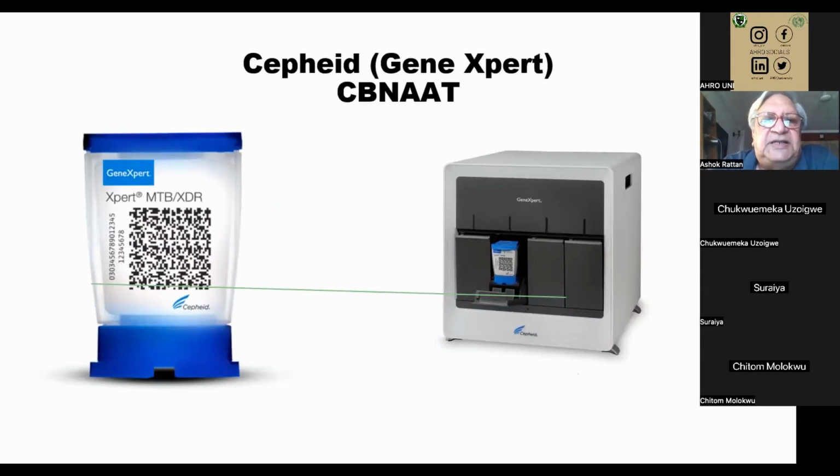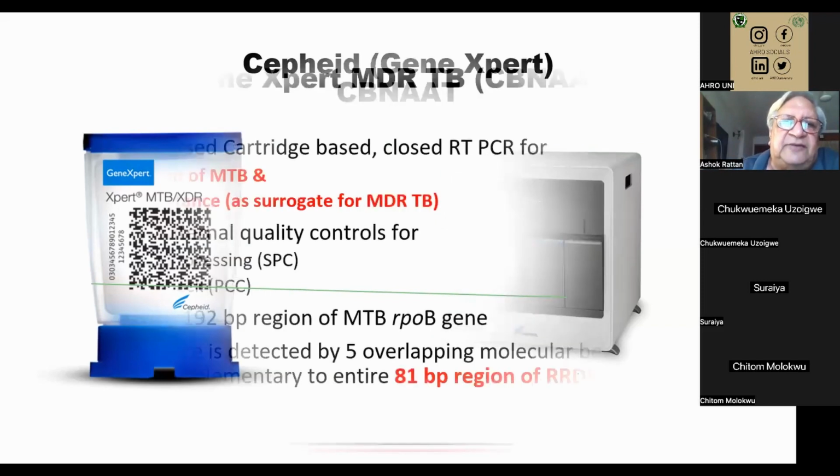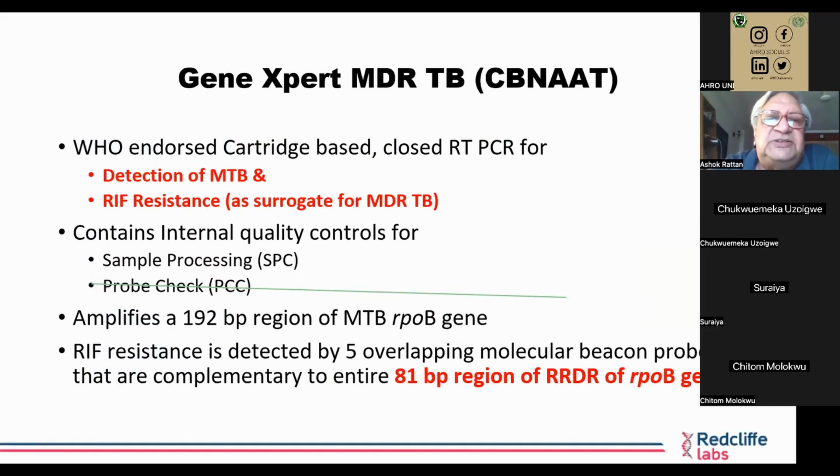A simpler test which was made by CIFID is CBNAT, cartridge-based nucleic acid testing. This cartridge-based nucleic acid testing is also known as Gene Expert. The Gene Expert is a single-use cartridge. You open the cartridge, place the sample in it, place it in the container, and in 2 hours' time, you get 2 very good and very important information.